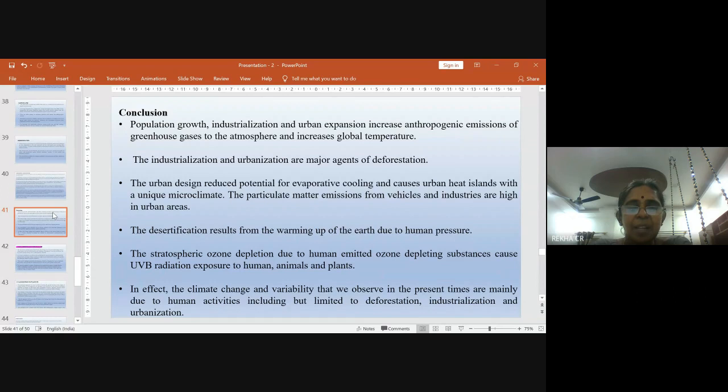So the climate change and the variability that we observe in the present time is mainly due to human activities, mainly deforestation, industrialization, and urbanization.